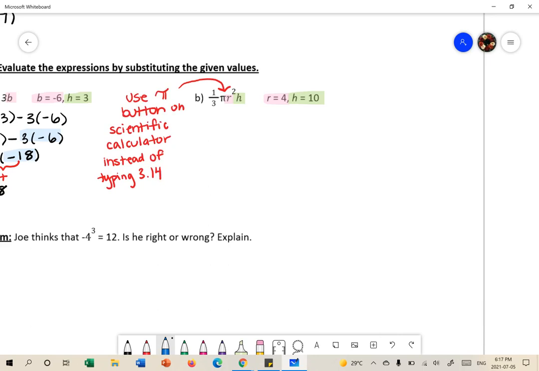I'm going to display this expression in a different way. And I'm going to show you here on the side. 1/3 pi r squared h is the same thing as saying 1/3 times pi times r squared times h. Okay, so instead of using the multiplication x sign here, and instead of using brackets, I'm going to represent multiplication with those periods.